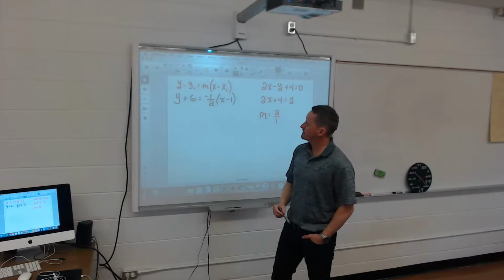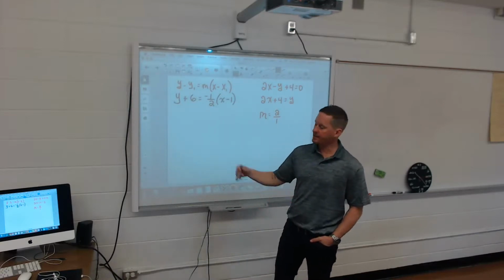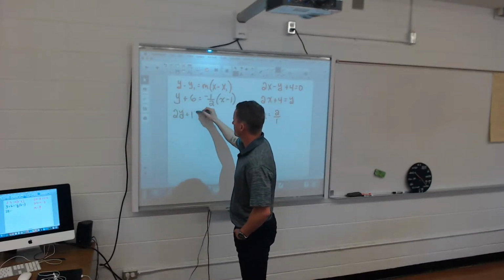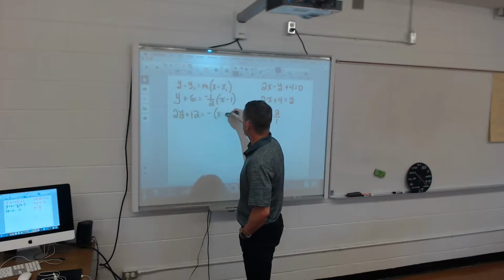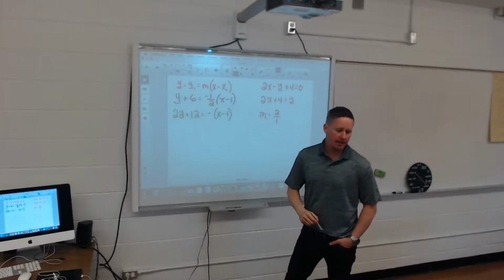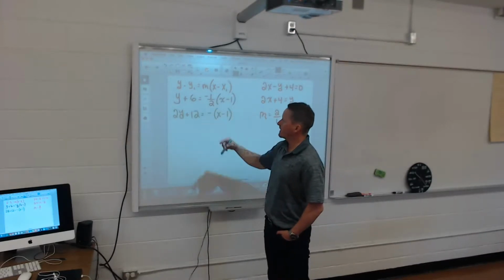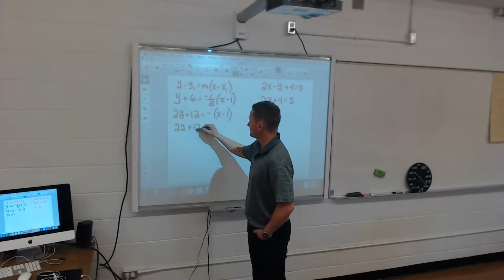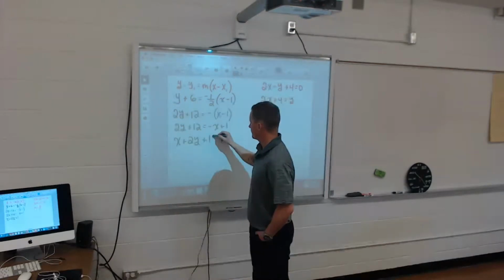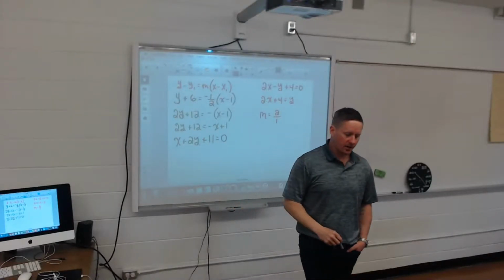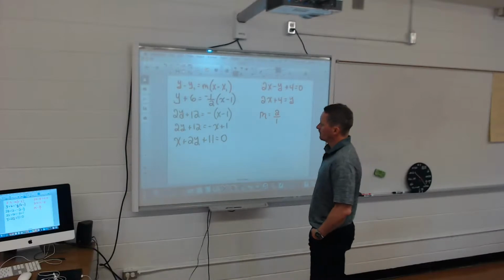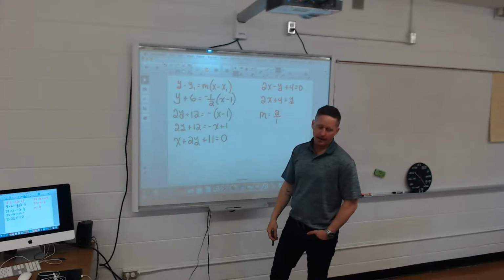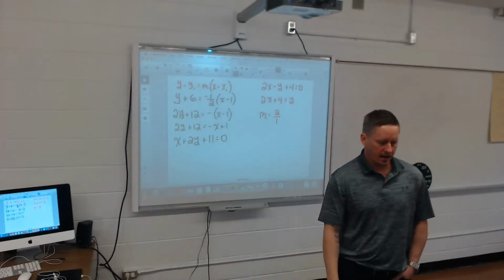And in C, again, it wants this in general form. I'm going to times everything by 2, which gets rid of my denominator, my half. 2 times negative a half is negative 1. Distribute that through the brackets. And I have it in general form. Okay? I add x and I subtract 1 to that side.